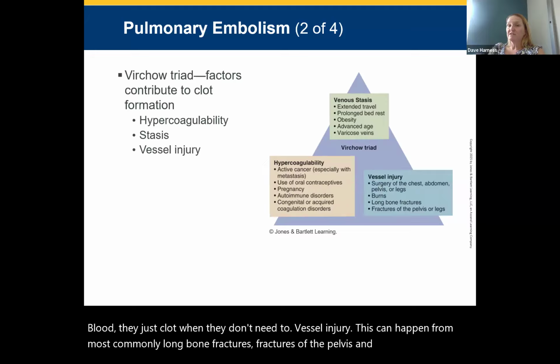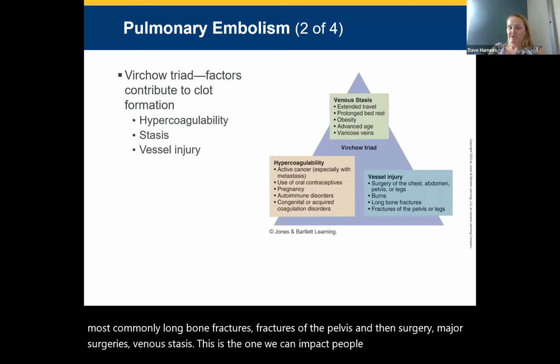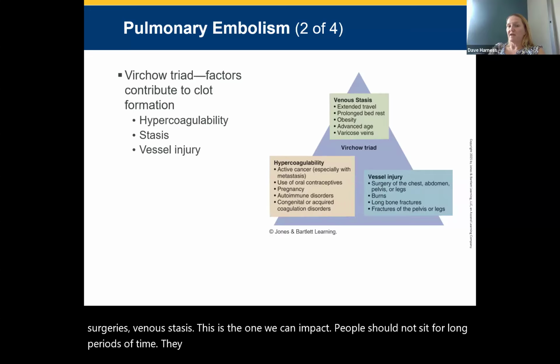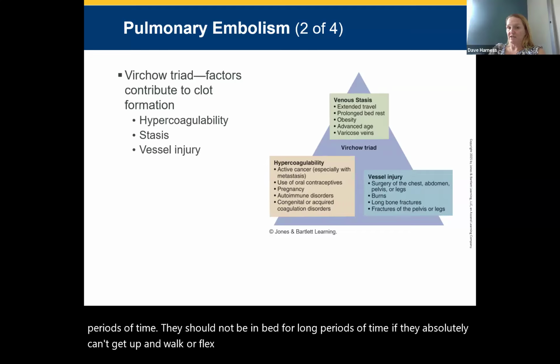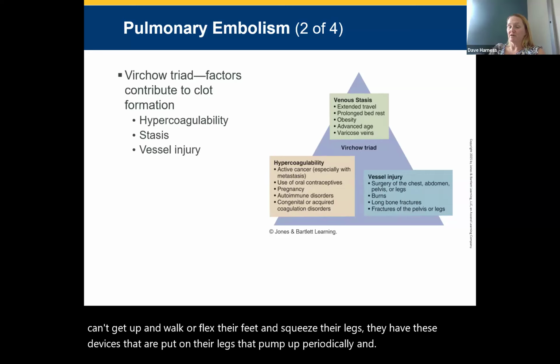Venous stasis, this is the one we can impact. People should not sit for long periods of time. They should not be in bed for long periods of time. If they absolutely can't get up and walk or flex their feet and squeeze their legs, they have these devices that are put on their legs that pump up periodically and squeeze the blood back to their lungs.